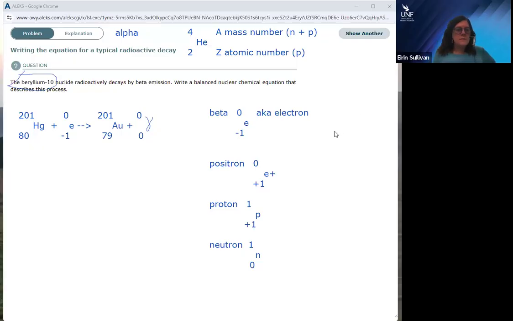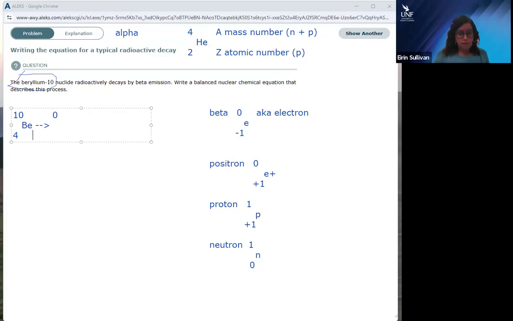Okay, so for this example, we have the beryllium-10 nuclide decaying by beta emission. So beta emission, beta is an electron, and emission means it's going to be on the right-hand side. So beryllium-10, we know the mass number is 10, we know the element identity is beryllium, and we can work out the proton number, the atomic number, by looking at beryllium on the periodic table, and that is 4. Okay, so beta emission means we're going to have an electron on the right-hand side. So an electron is 0 and then -1, and then usually e for an electron. Let's make that look a bit prettier.